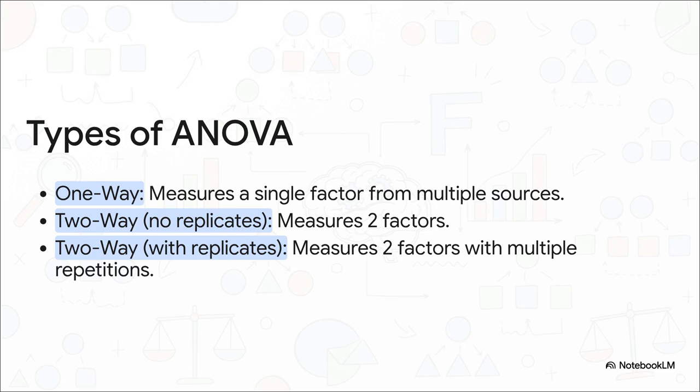One-way ANOVA is for when you're analyzing a single factor, like comparing our different battery brands. Two-way ANOVA steps things up a notch, letting you analyze 2 factors at the same time, say the battery brand and the temperature it's operating at. And the whole with or without replicates thing, that just depends on whether you test each specific combo, like brand A at 50 degrees, multiple times or just once.